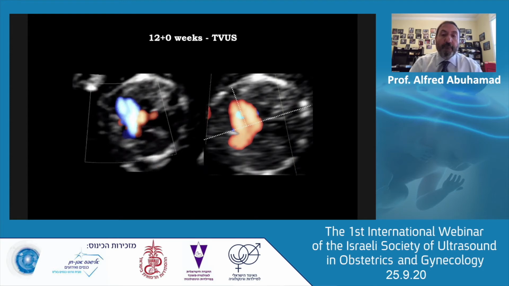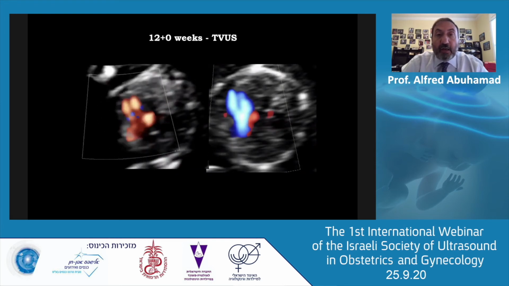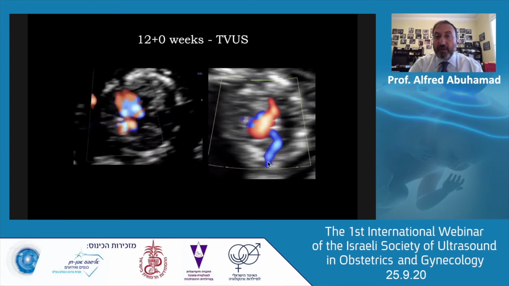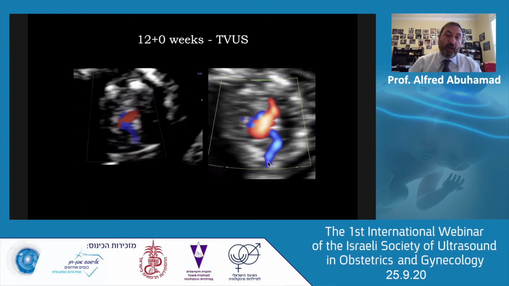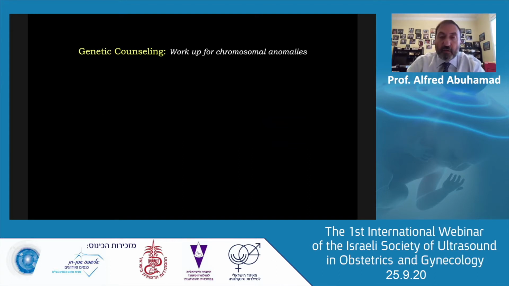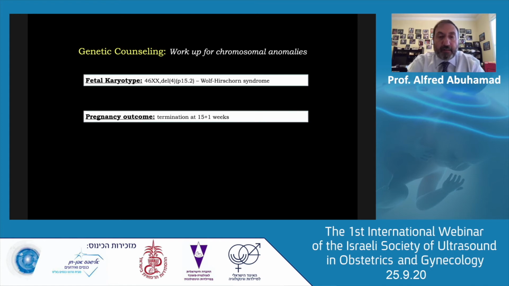When we look at the outflow tract, the LVOT, we see that Y sign that I showed you before, suggesting to us that there is tetralogy of Fallot at 12 weeks. Upon further evaluation, we see that there's an aberrant right subclavian artery also. The combination of these findings, certainly in the setting of abnormal nuchal translucency, we counseled the patient. There was a small omphalocele also and a 2-vessel cord. She opted to have a CVS, which showed Wolff-Hirschhorn syndrome, and she terminated the pregnancy at 15 weeks.